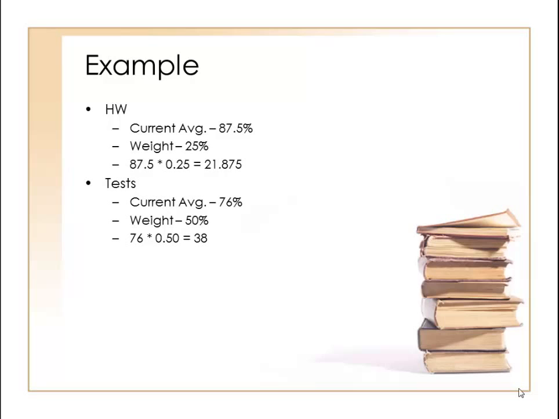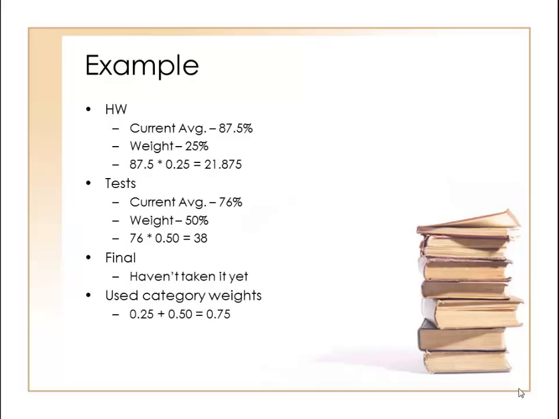I didn't do as well on tests as on the homework. I earned a 76% average, with tests making up 50% of my grade. So I'm going to multiply 76 by 0.50, and this gives me 38. We haven't taken the final yet, so I really can't do anything with this category.